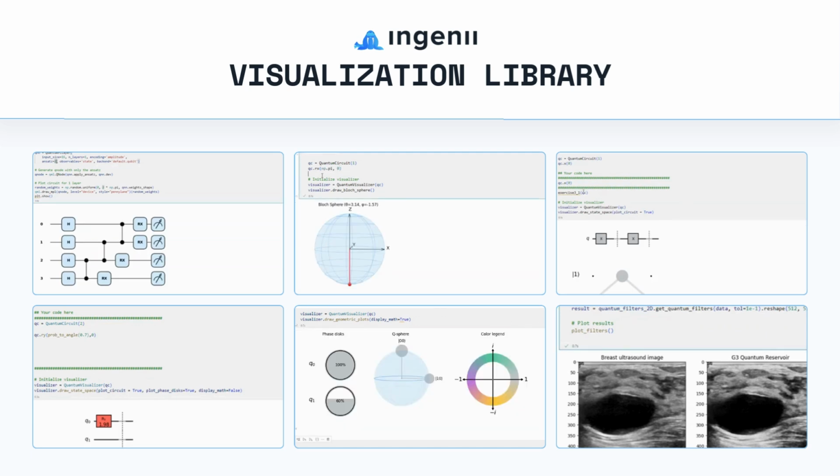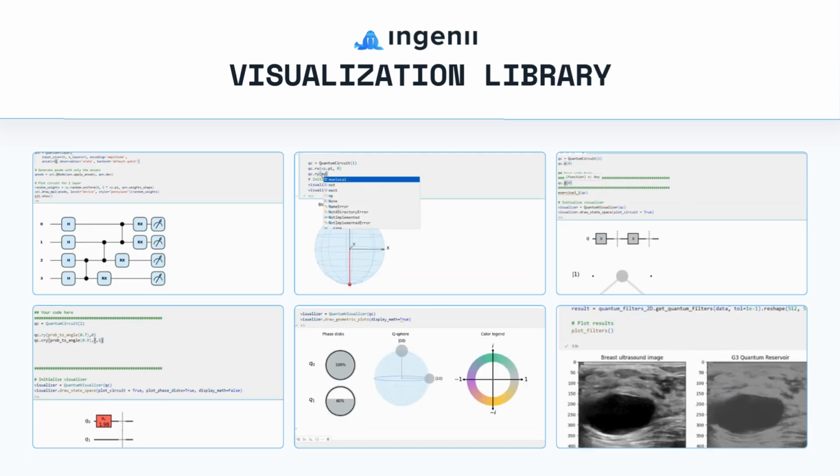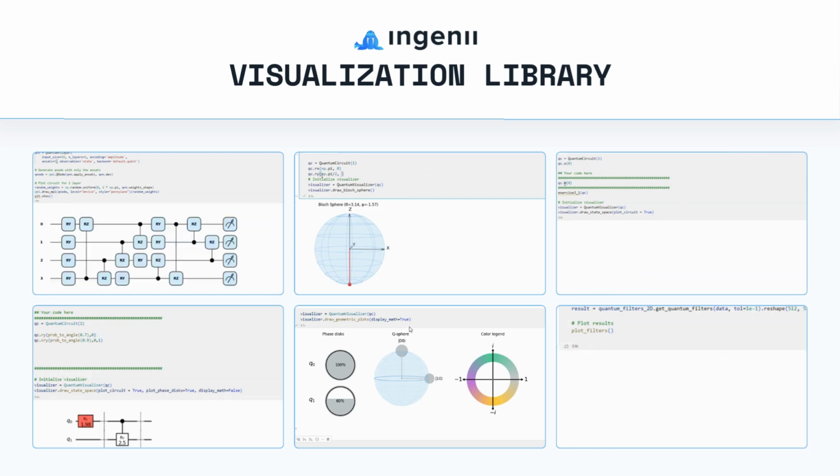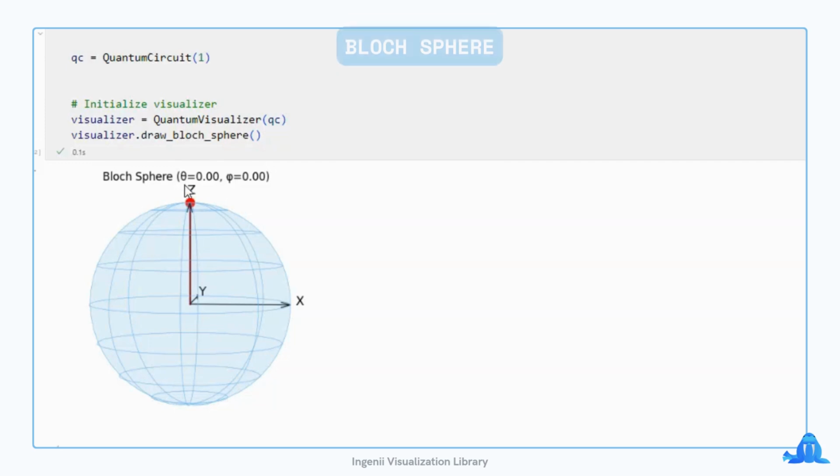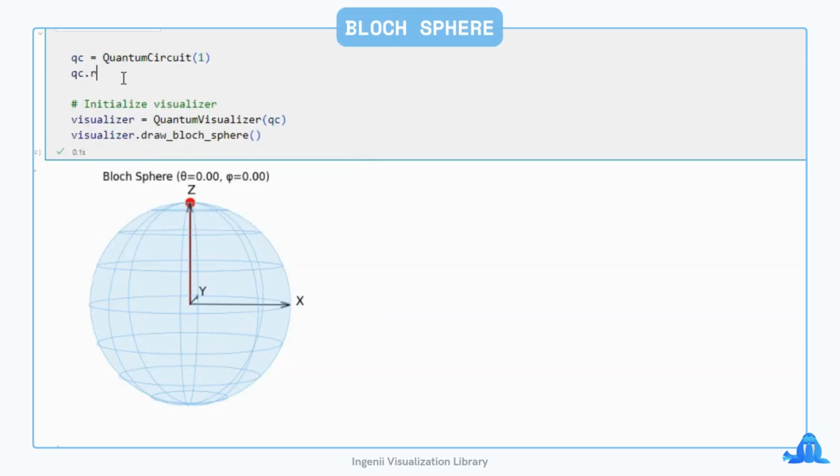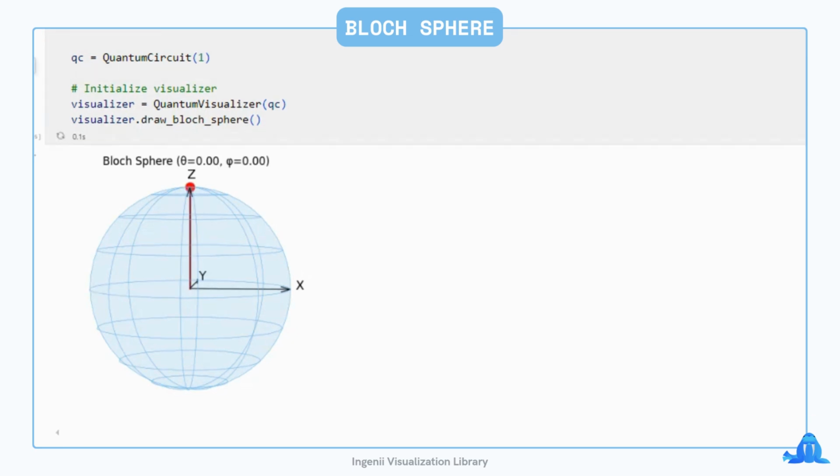Engeni's visualization library aims to make quantum algorithm development more accessible, allowing you to understand how quantum algorithms are built to perform useful computations. The Bloch sphere is a 3D representation of a single qubit state, depicted as a vector inside a sphere. When quantum gates are applied, they rotate this vector, visually showing how the state evolves. This intuitive visualization helps you grasp the dynamics of single qubit operations.